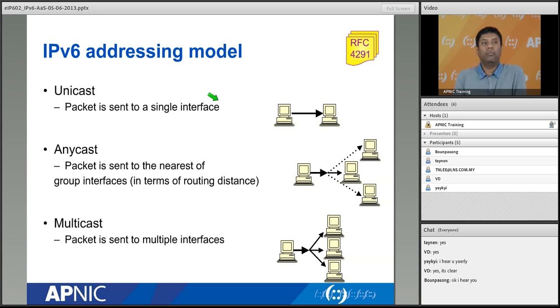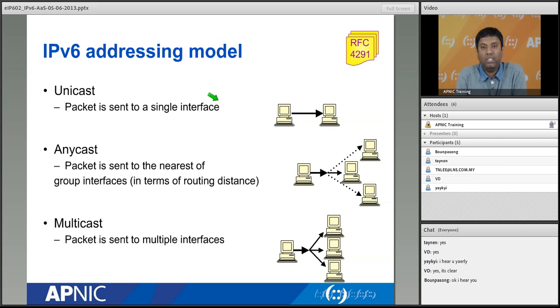Now we'll see the IPv6 addressing model. What are the models we have? We have unicast, we have anycast, and we have multicast. What is unicast, what is anycast, and what is multicast?